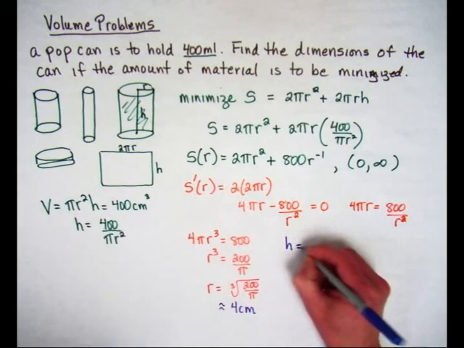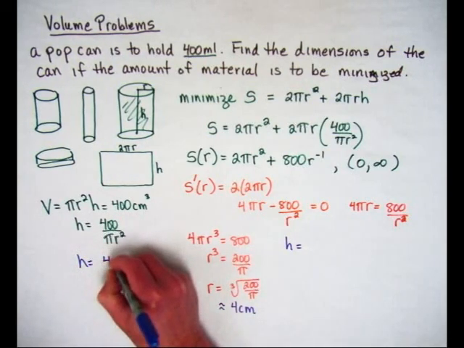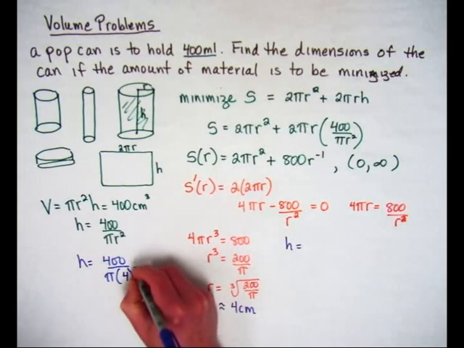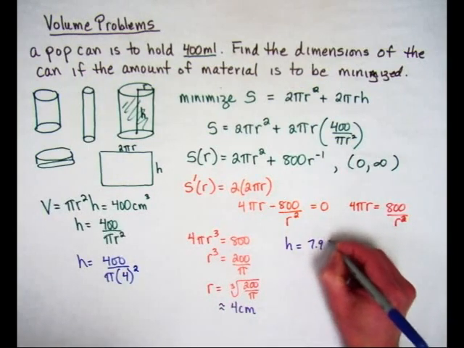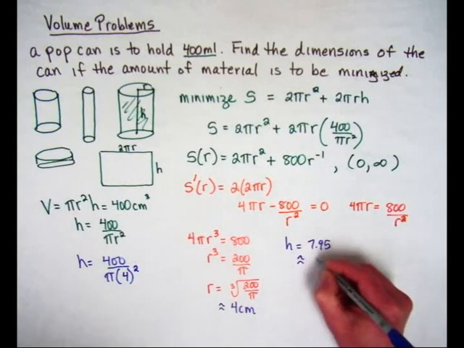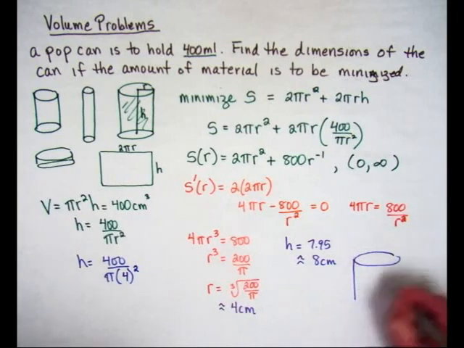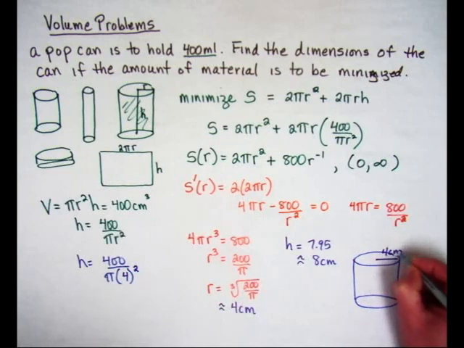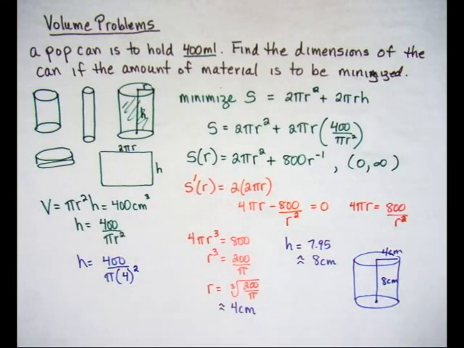Our height, we have a formula that relates height and radius. It's right over here. Our height is going to be 400 over pi times the radius, which is approximately 4 squared. And if you work that out, it turns out to be approximately 7.95, which I'll just round off to approximately 8 centimeters. So it turns out that you should build a can so that the radius is 4 centimeters and the height is 8 centimeters. It turns out that you cannot build a can for any less material than those dimensions.